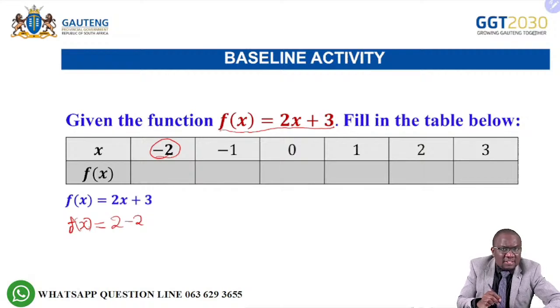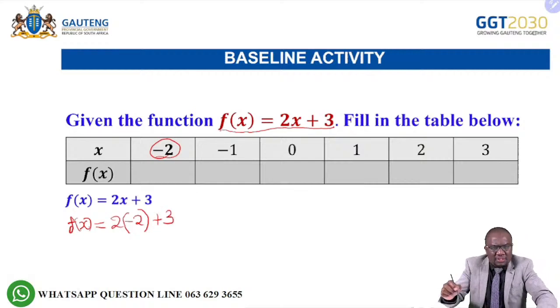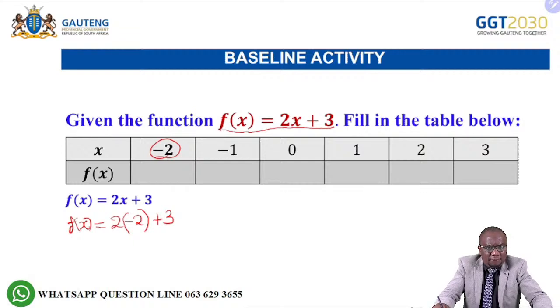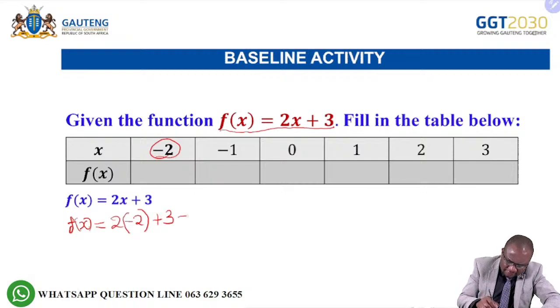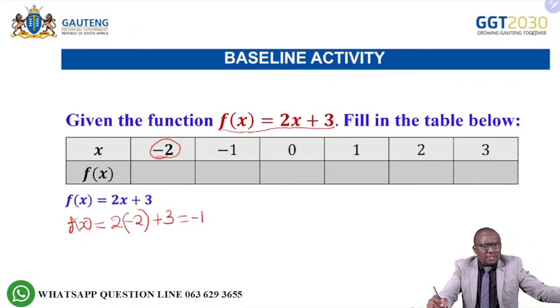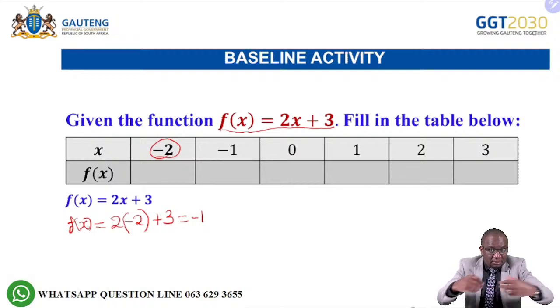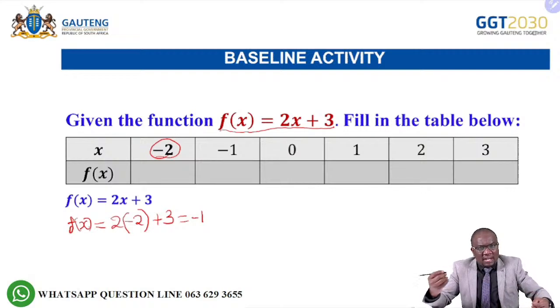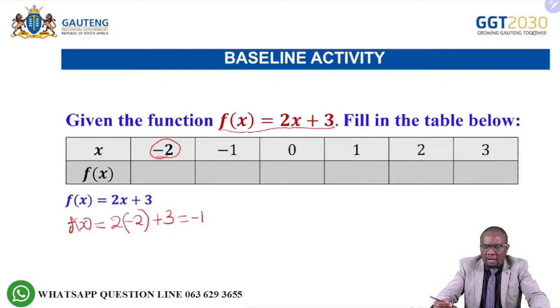If I leave it like this, it looks like 2 minus 2, isn't it? So I have to put whatever I'm substituting inside the bracket, and it becomes 2 times negative 2 plus 3. What is 2 times negative 2? It's negative 4, isn't it? What is negative 4 plus 3? It's negative 1. So negative 2 will give us negative 1. You see, the input value, which is the x, is put into the function by substitution, and then it comes out as the y value. The output value is negative 1. Do you see that? That's what you're supposed to do. Let's do the rest in 2 minutes.